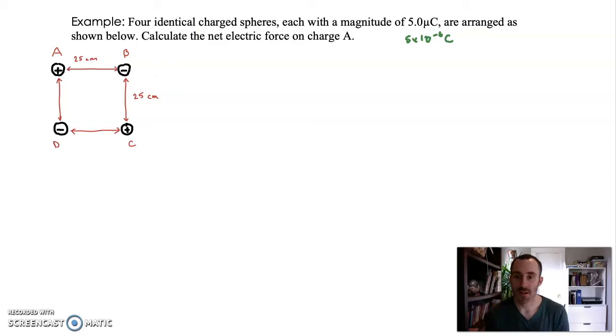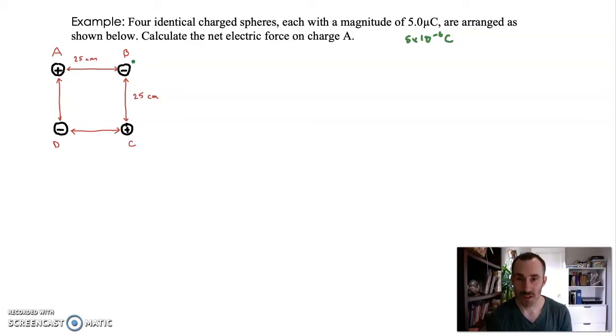Now in order to figure out the total electric force on A, we need to figure out what's the force on A because of B, what's the force on A because of C, and what's the force on A because of D, and then add them up. So there's a bunch of steps to this, but the nice part is that all of the distances are the same and all of the charges are the same. So we really don't have to redo the calculations over and over again.